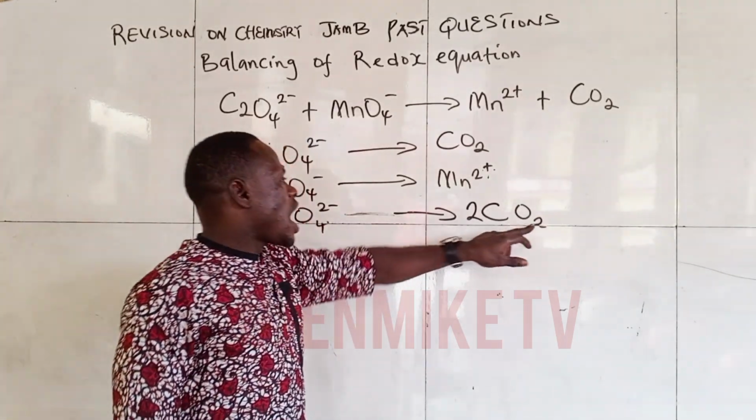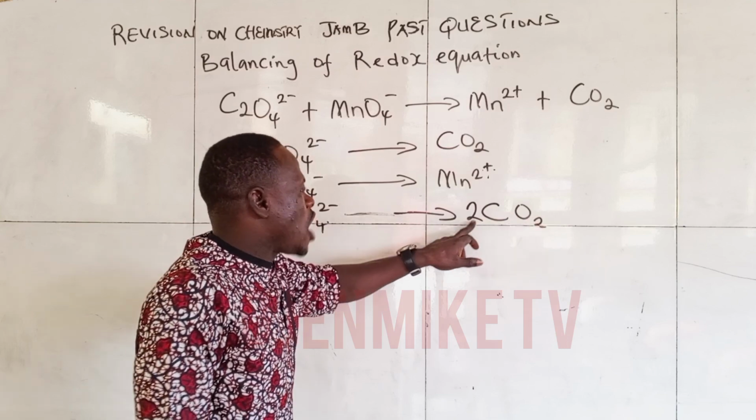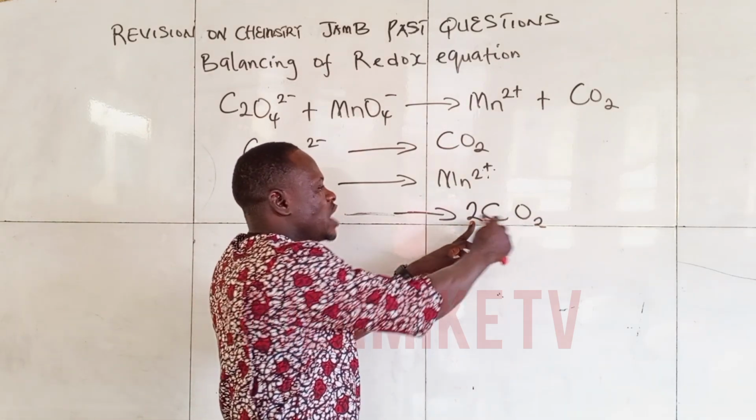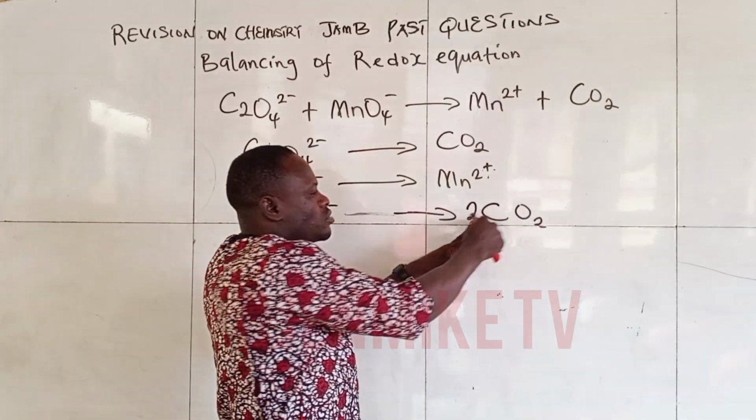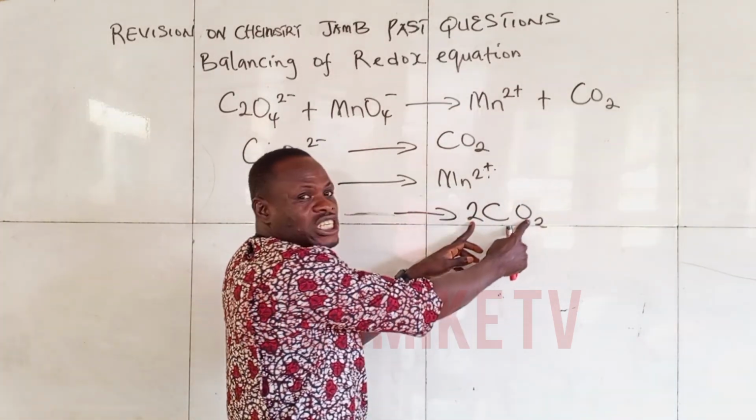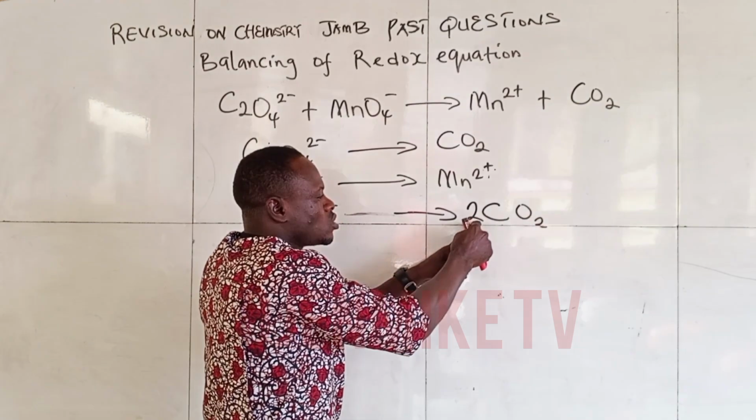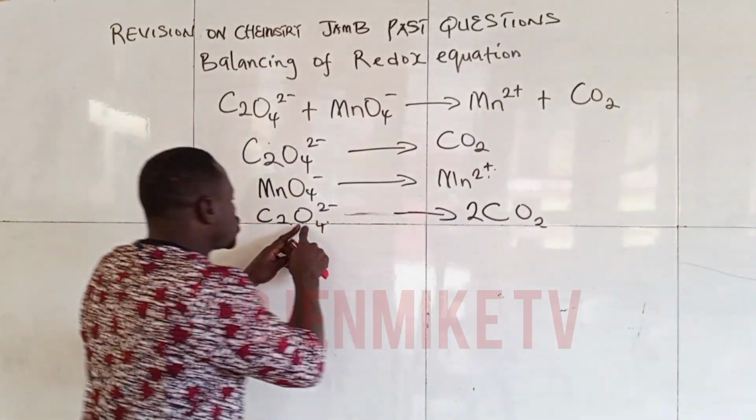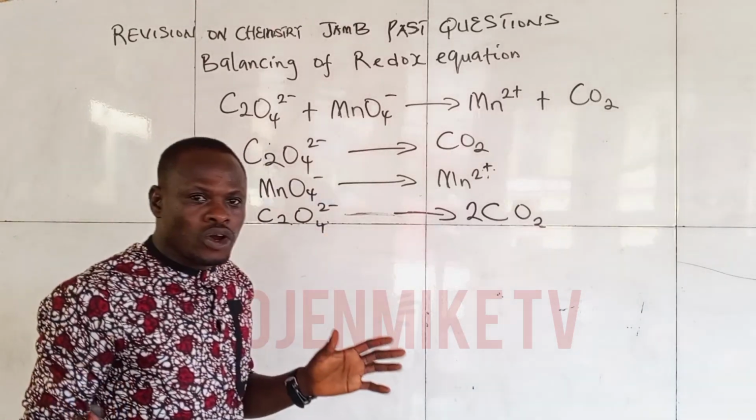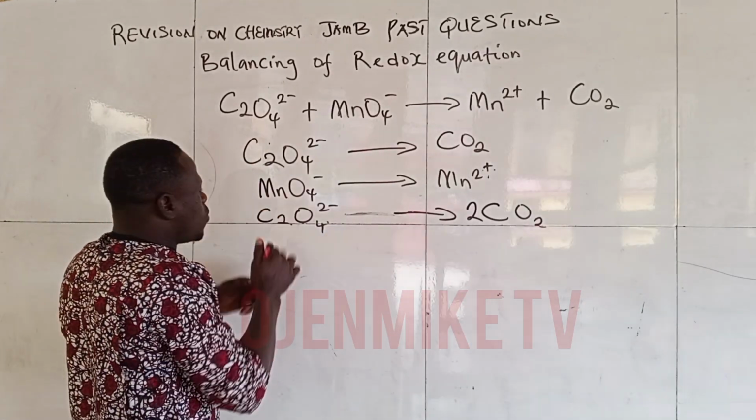We now get to oxygen. Oxygen here has 2 molecules. So 2 times this 2 gives us 4. Oxygen here is 4. It means that this one is balanced. Are you following? Now go to the second one.